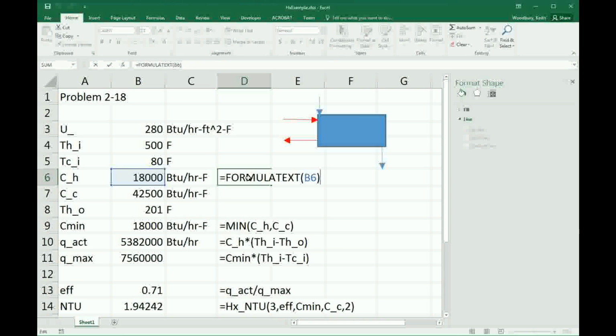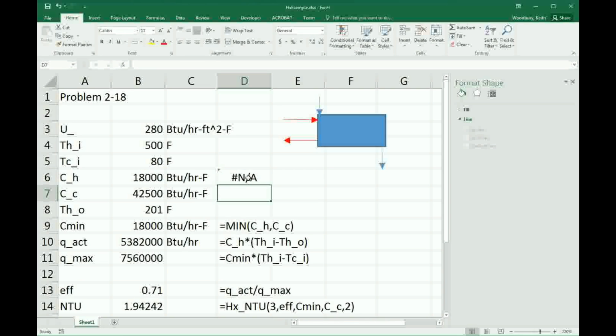I guess I just gave that number, just typed it in. Yeah, maybe this one is calculated. Yes. So I just gave those as the given information. Mass flow rate of 18,000 pounds per hour multiplied by 1 BTU per pound per degree Fahrenheit. So this is the heat capacity for each of the flow streams. We're going to use the effectiveness NTU method to solve this.